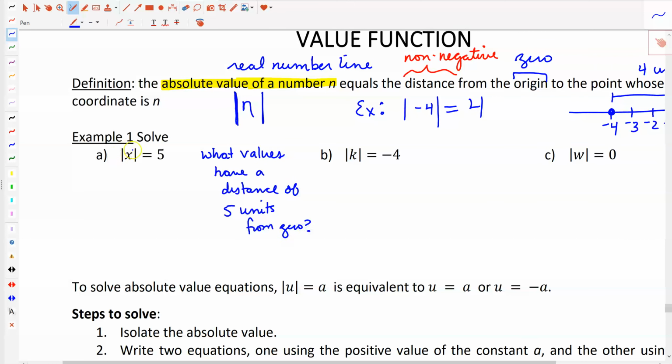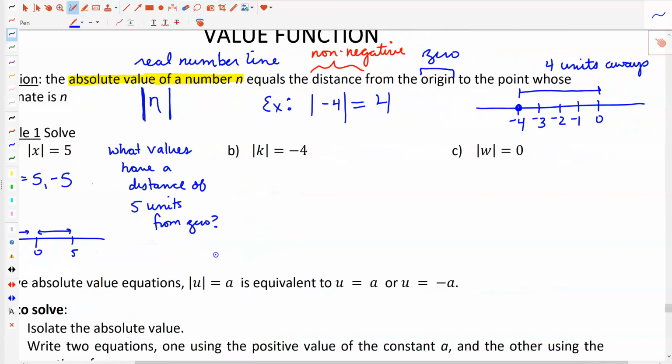So we're always going to think about that absolute value as being distance away from 0. So this is asking what numbers can I put in here for x as a placeholder that have a distance of 5 units away from 0. On my number line, if I go 5 units away from 0 to the right, that number would be 5. And if I go 5 units away from 0 to the left, it would be -5. So we get two possible values that satisfy this equation, 5 and -5.